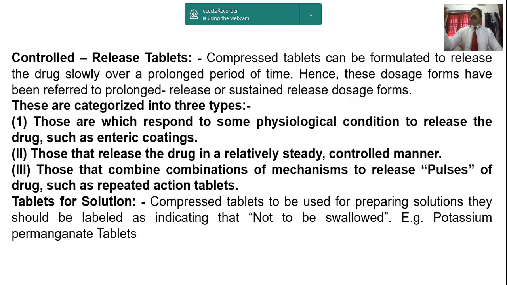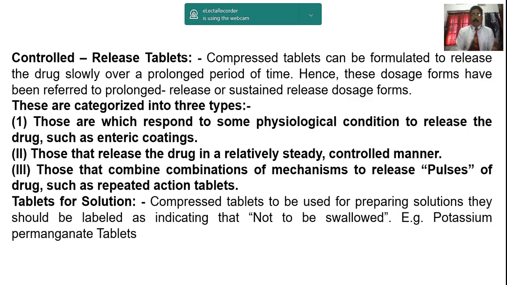So one tablet. You might have seen many examples of SR, sustained release tablets. There are many SR tablets available in the market. You can see those which respond to some physiological condition. First one, such as enteric coated. Enteric coated is related with physiological condition. What is the physiological condition? The acidic pH of the stomach and the basic pH of the intestine.